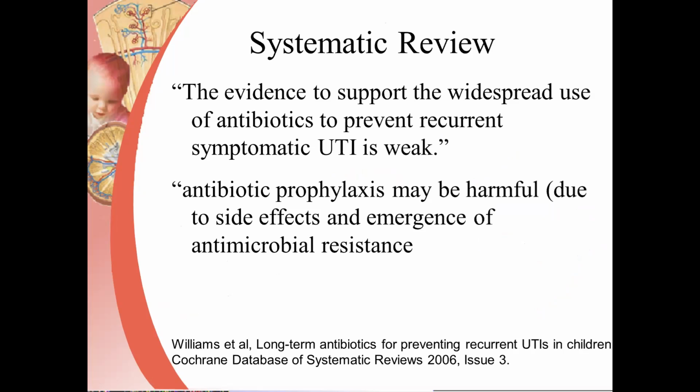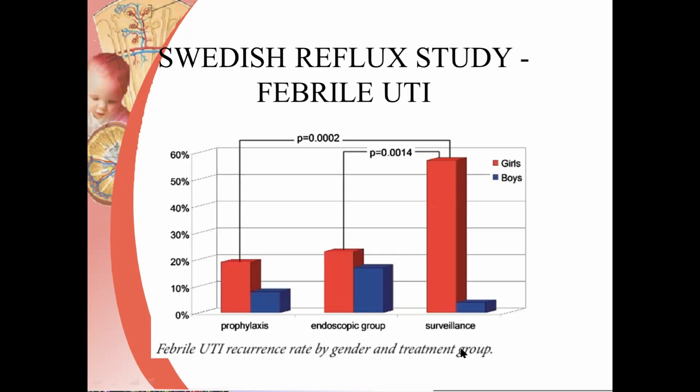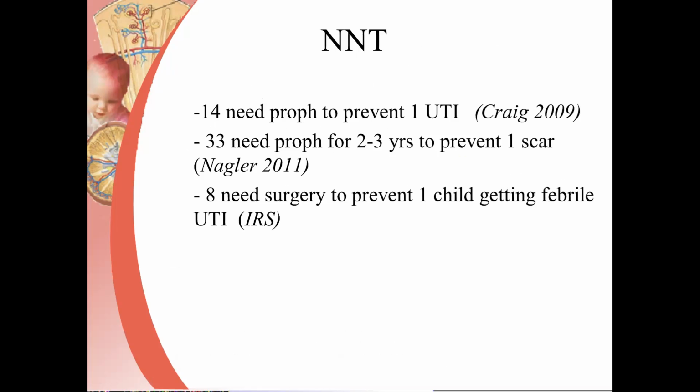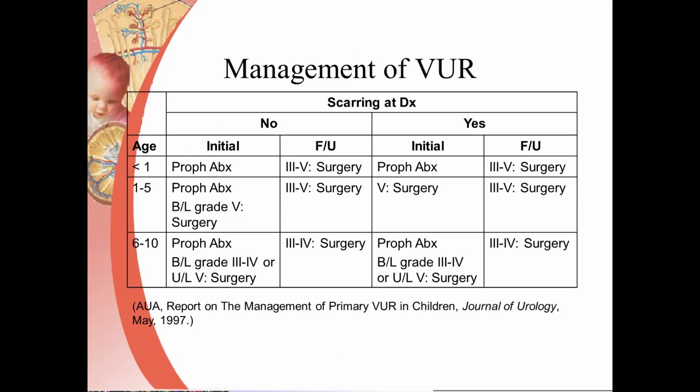Now, I was telling about the systematic reviews on antibiotic prophylaxis. There was evidence to support that the widespread use of antibiotics to prevent recurrent infection is weak, and antibiotic prophylaxis may be harmful due to side effects and emergence of resistance. So this evidence started coming in from 2006 onwards. There were multiple studies. So the antibiotic prophylaxis itself started being questioned. 14 needed prophylaxis to prevent 1 UTI. So NNT means numbers needed to treat. So whether you need that many children to prevent 1 urinary tract infection. So these were all being widely debated earlier. So the role of prophylactic antibiotics was getting less and less over the years.